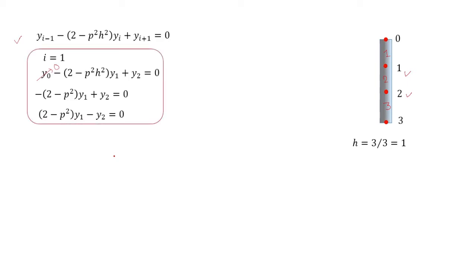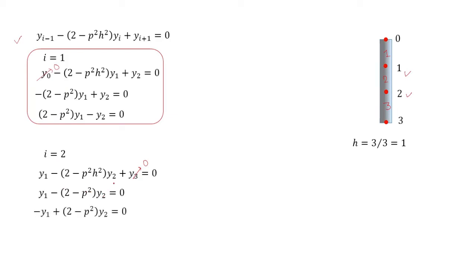Similarly, let's apply this equation to node number 2. By putting i equal to 2, we will get y1 minus (2 minus p square h square) y2 plus y3 is equal to 0. Here also we will apply the boundary condition, that is the deflection of this node y3 is 0 and h is equal to 1. So we will get y1 minus (2 minus p square) y2 is equal to 0, which can be written as minus y1 plus (2 minus p square) y2 is equal to 0.